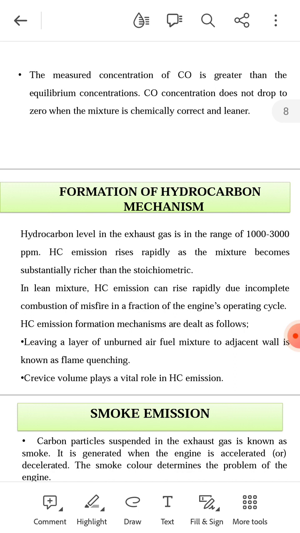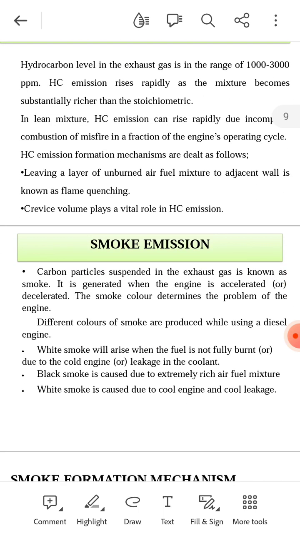Hydrocarbon emission formation mechanisms are dealt with as follows: leaving a layer of unburned air-fuel mixture adjacent to the wall is known as flame quenching. Crevice volume plays a vital role in the hydrocarbon emissions.